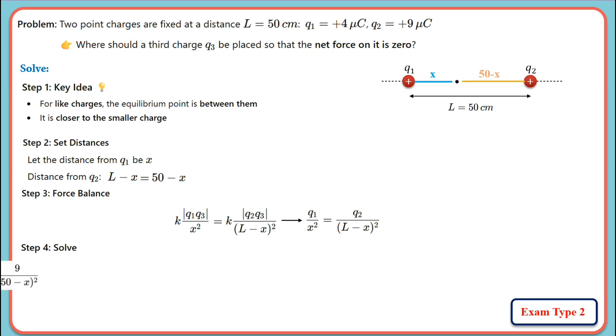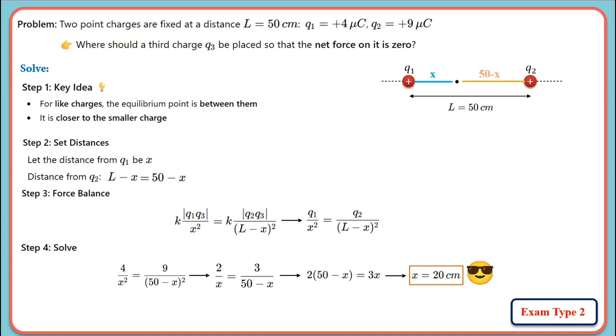After simplifying, we get 4 over x squared equals 9 over (50 minus x) squared. Taking the square root, we get 2 over x equals 3 over 50 minus x. Solving this equation gives x equals 20 centimeters. So, the equilibrium point is 20 centimeters from Q1.